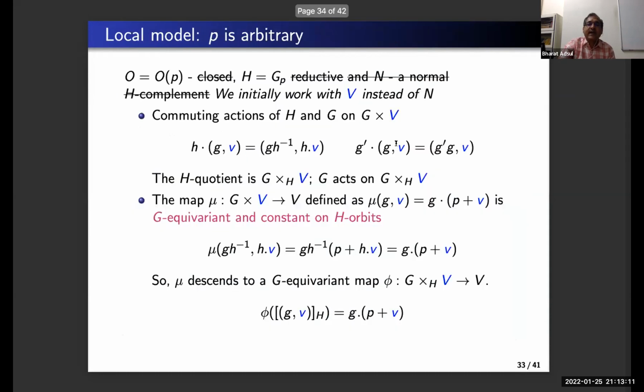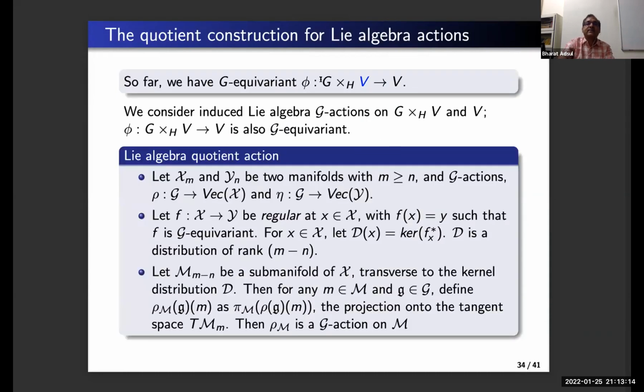And what we get at the end is essentially this. In the Luna case, we had this normal slice, and we had this map from the associated construction for N to the ambient space. Now we have decided to replace N by V, so we have this G-equivariant map from G ×_H V to V. Of course, just by dimensionality reasons, this map cannot be expected to be a diffeomorphism. So what we want to do is a quotienting of this map. We want to construct a Lie algebra quotient of this map.